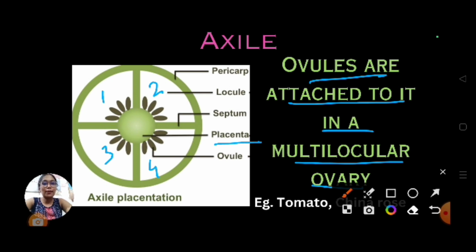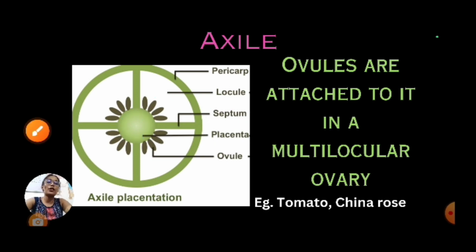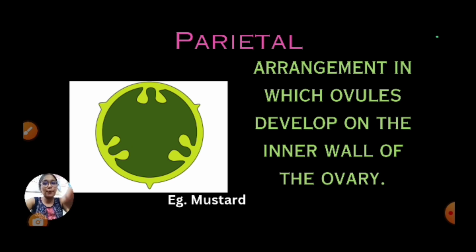This, the middle one, is the placenta, and this one is the ovule. These locules are separated from each other through the septum. This type of axial placentation we can see in case of tomato and China rose, etc. We can see in many more. Is it clear now? Marginal and axial placentation we did. Now third type of placentation, let's see.